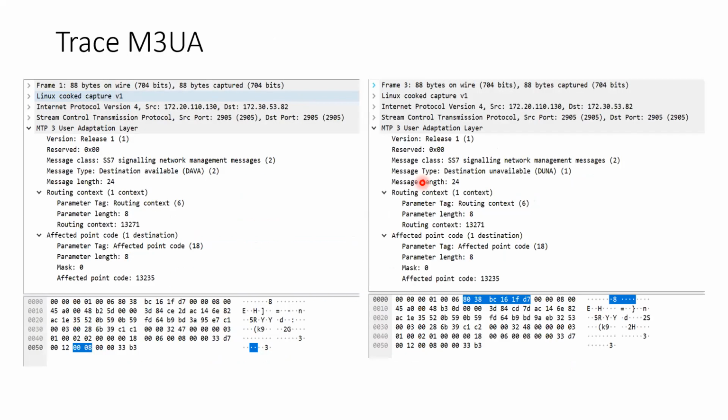This is the sample of M3UA. You can see after the IP, you have SCTP. This is the source port, destination port. Then on top of it, you can see the M3UA. This is the sample of M3UA. I took the sample of DAVA and DUNA. And this is the affected point code. So this is the sample layer of M3UA. If you take a trace with Wireshark or any tool, I think Wireshark is globally known and free.